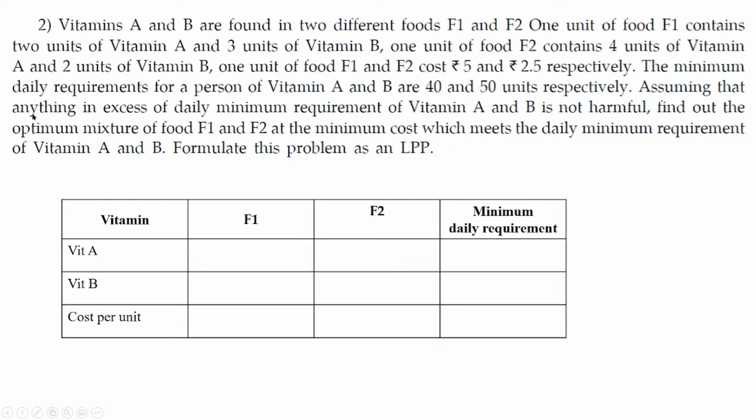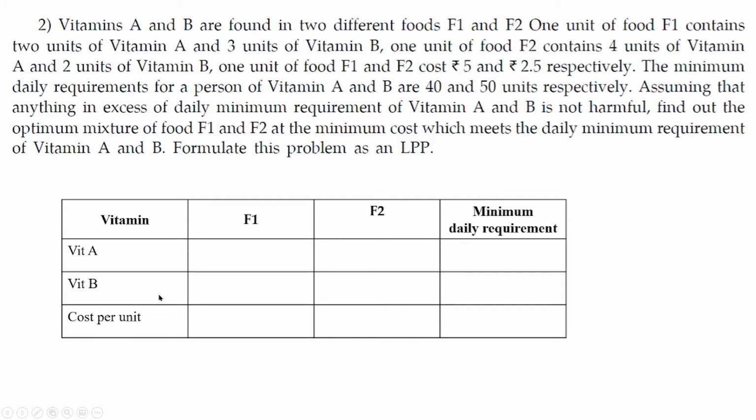Assuming that anything in excess of daily minimum requirement of vitamin A and B is not harmful, find out the optimum mixture of food F1 and F2 at the minimum cost which meets the daily requirement of vitamin A and B. Formulate this problem as an LPP. So here we have two vitamins A and B which is found in two different foods F1 and F2.